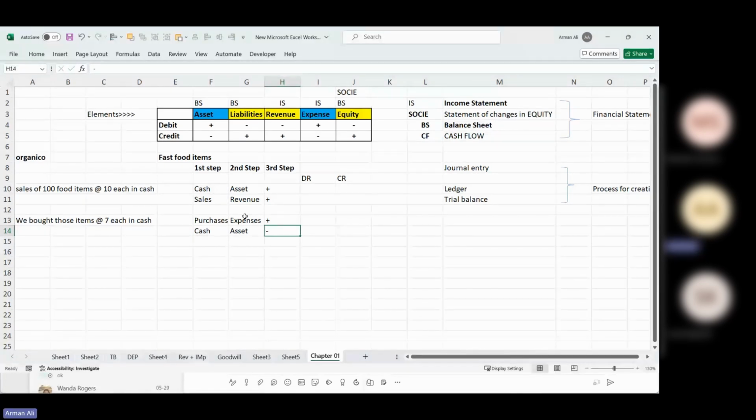So now we would just simply look at our table and see what's happening. When an asset increases, we debit it. And we have to figure out the amount, which would be 10 multiplied by 100.